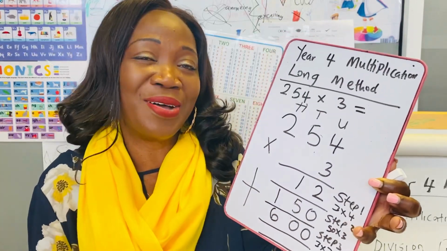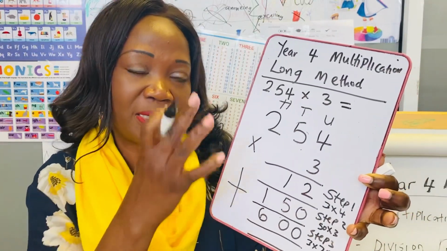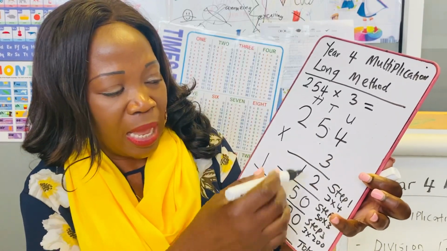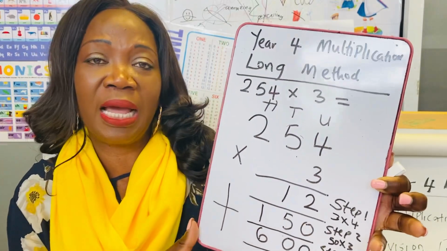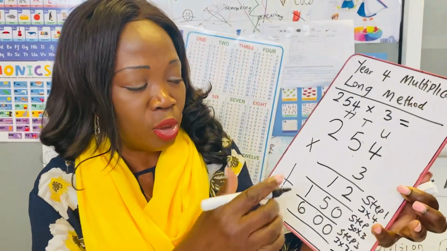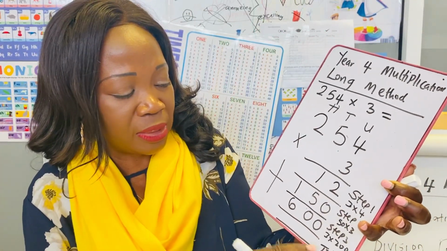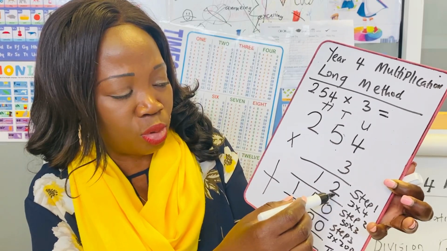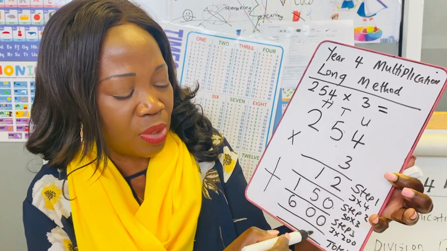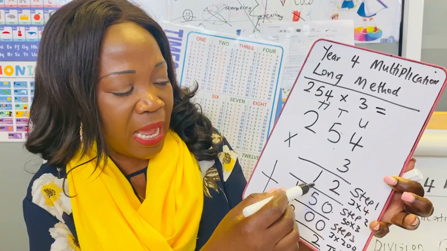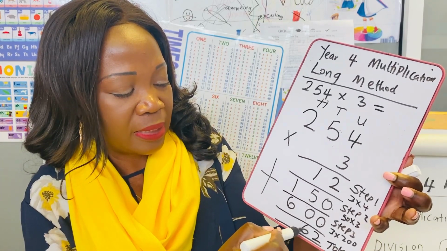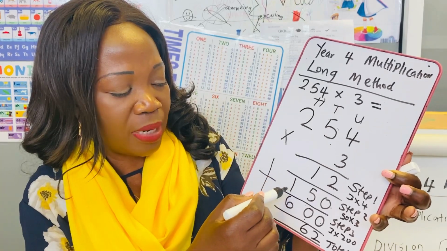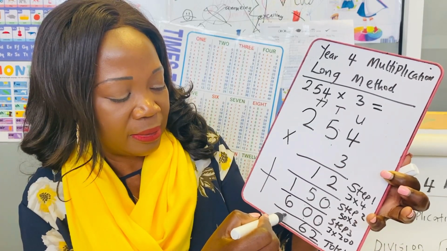That's why it's called long method, but it's very easy when you get it. When you align your answers together like these numbers together, it'll be much easier for you to do. So now we are going to add, which is the last thing we need to do. So 2 add 0 is 2. 1 add 5 add 0 is 6, and there's nothing here, so 1 add 6 is 7.